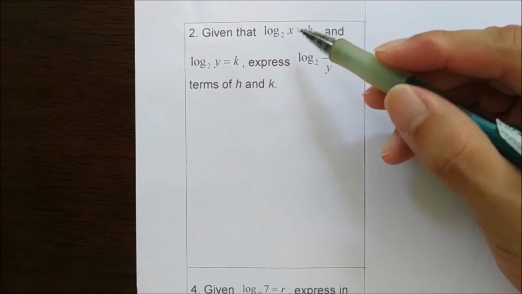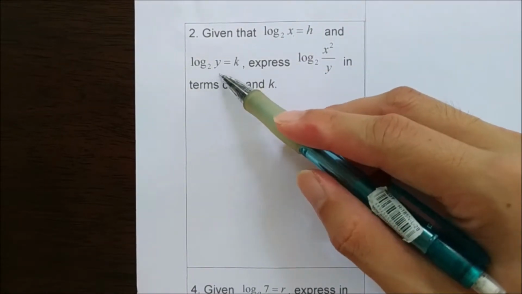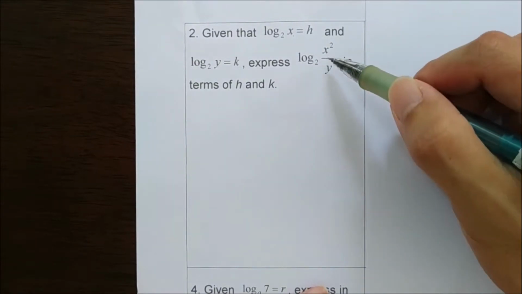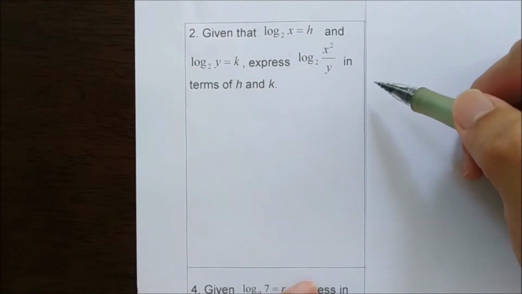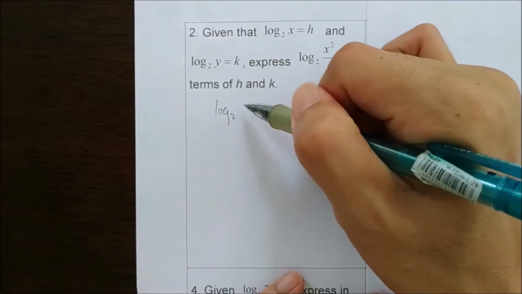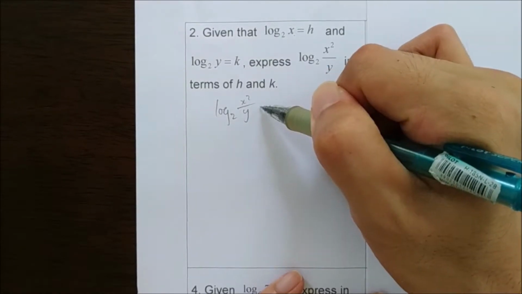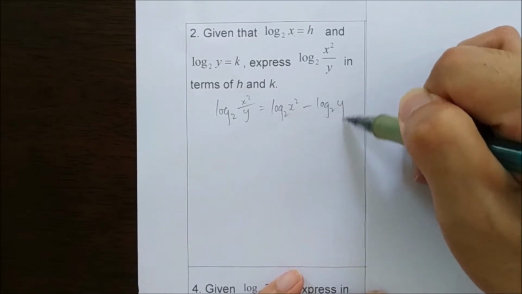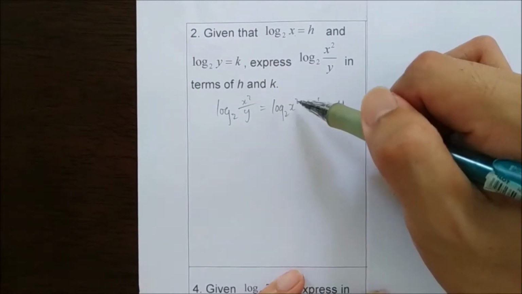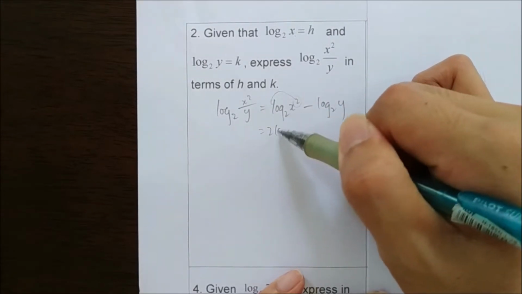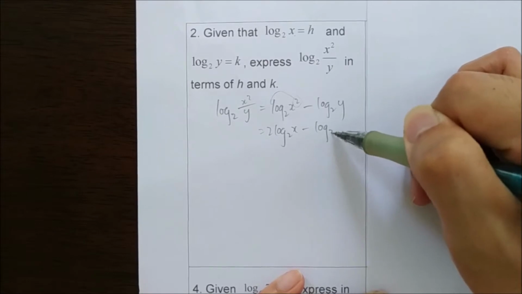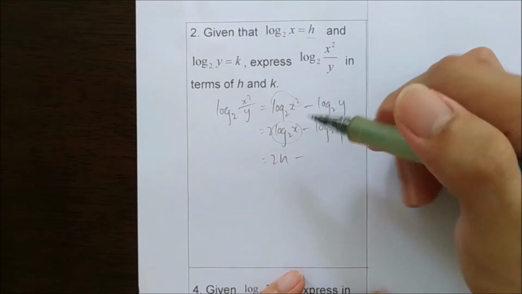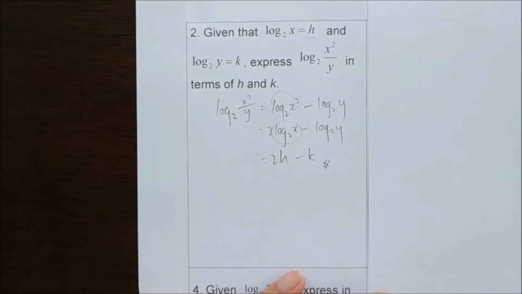Given that base 2 log of x equals to h and base 2 log of y equals to k, express this in terms of h and k. I think this is quite easy. You just have to use the logarithm rule. Base 2 log of x squared over y equals base 2 log of x squared minus base 2 log of y, according to the quotient rule. According to the power rule, we can bring a 2 in front, you get 2 times base 2 log x minus base 2 log y. Base 2 log x equals to h, base 2 log y equals to k, so the answer is 2h minus k.